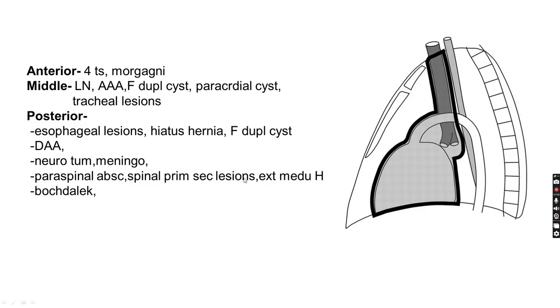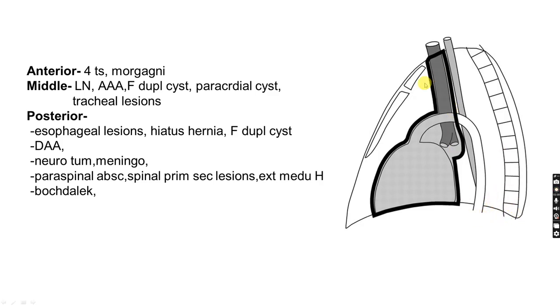Then, based on the anatomy, we will see what are the pathologies. First, we will see posterior mediastinal pathologies. What are the structures in the posterior mediastinum? Esophagus, descending thoracic aorta, spine, neural foramina with its nerve fibers. So the lesions will be obviously esophageal lesions, hiatus hernia, foregut duplication cyst, then descending thoracic aortic aneurysm, neurogenic tumor, meningocele, paraspinal abscesses, then primary and secondary spinal lesions, and extramedullary hematopoiesis and Bochdalek hernia.